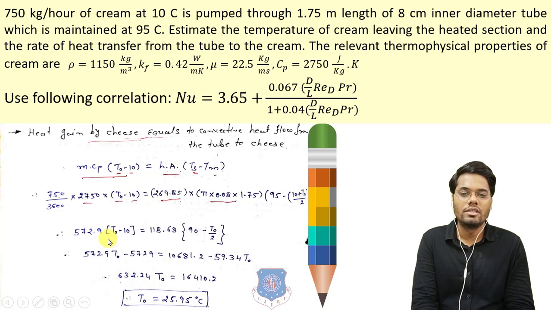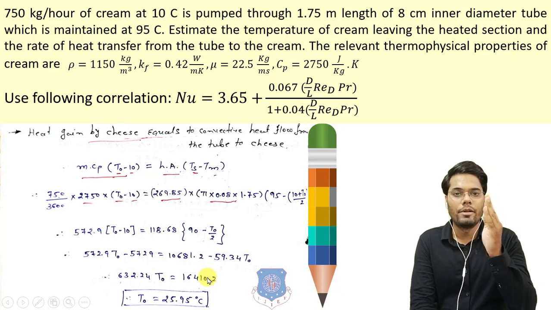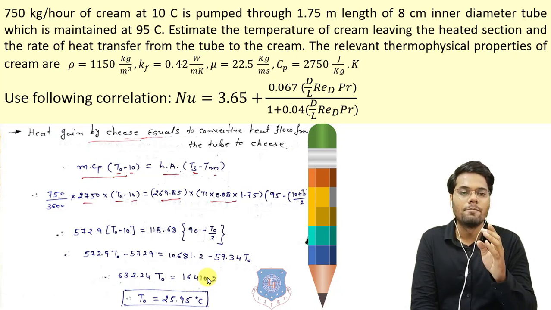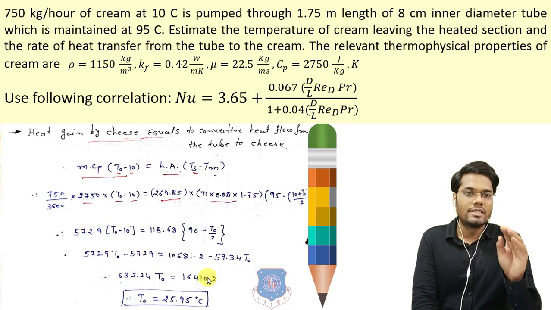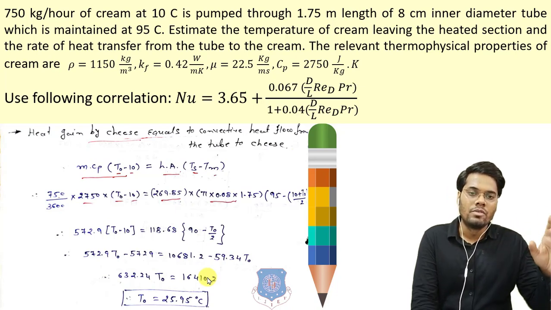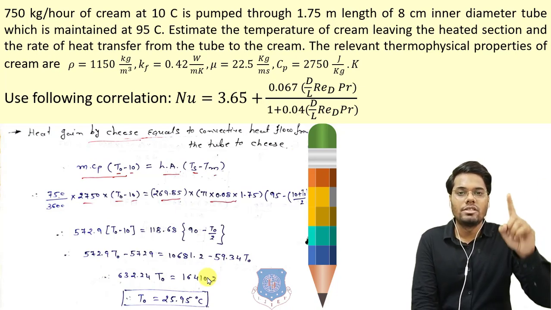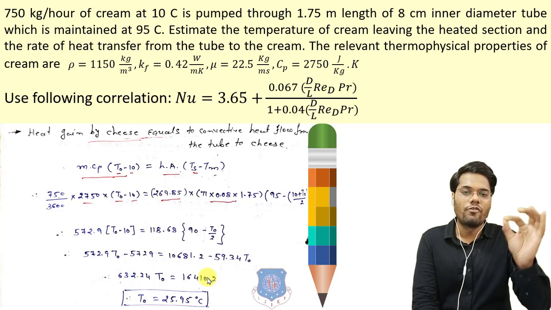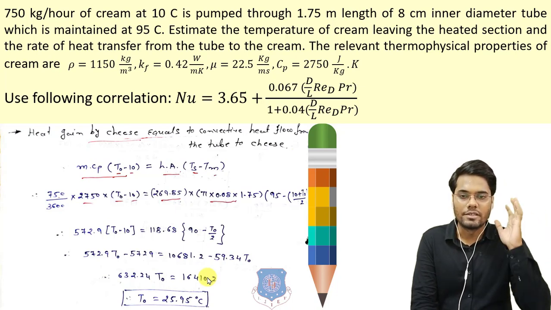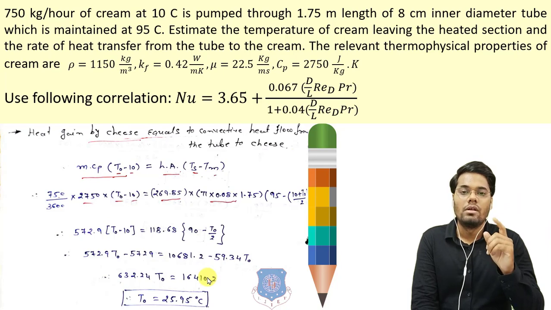By solving this equation, we get the outlet temperature To as 25.95 degrees Celsius. So the inlet temperature of the cream is 10 degrees Celsius. After covering 1.75 meter length of the tube, at the outlet the temperature of the cream would be 25.95 degrees Celsius. Clear?